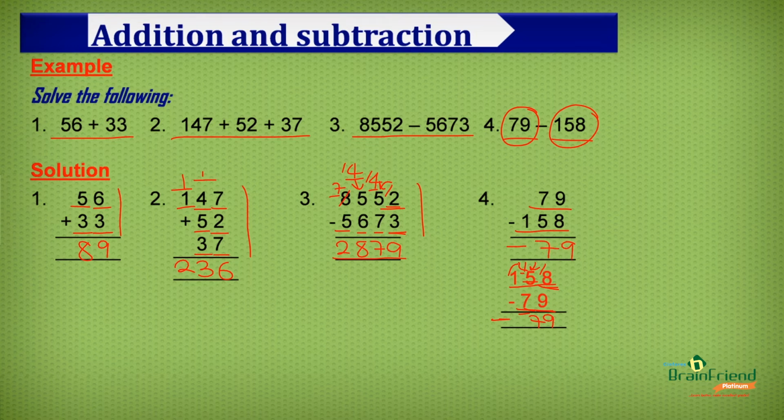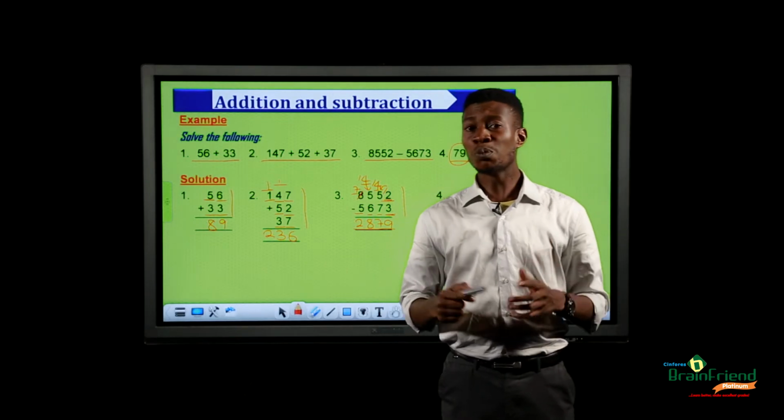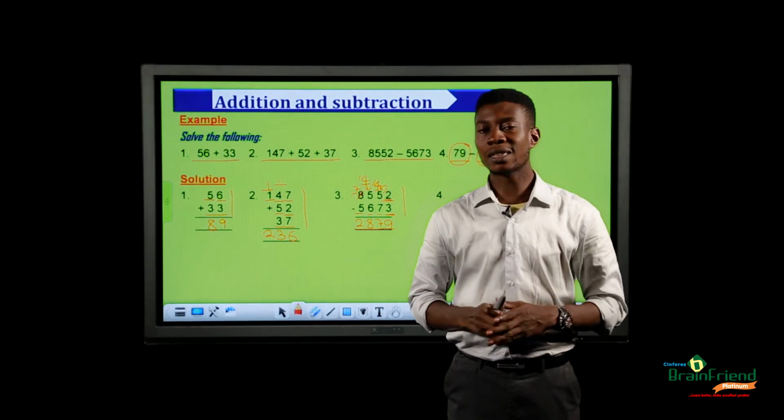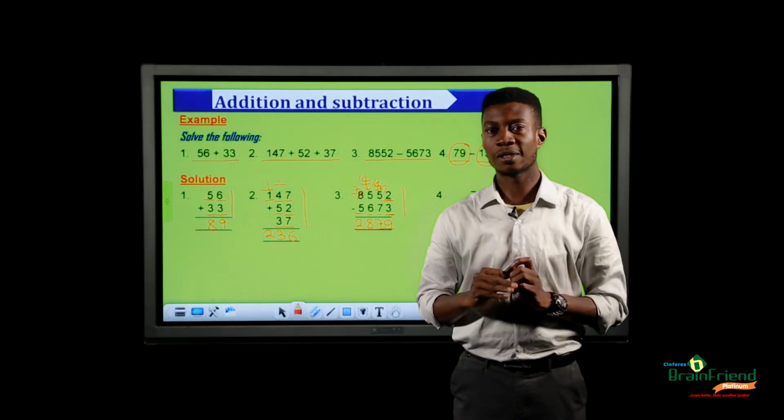So whenever you have this situation where a larger number is being subtracted from the smaller number, you can make it easy for yourself by exchanging their positions, subtracting them, and then adding a negative sign. Now let's move on in this lesson as we look at place value of digits.